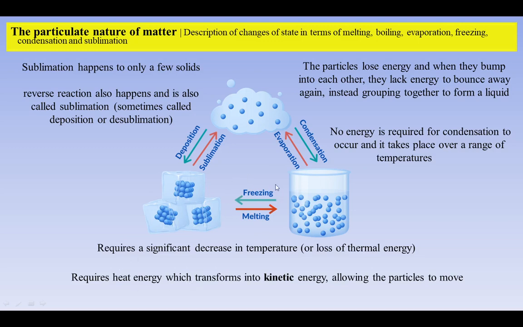And the reverse transformation is called freezing, which means passing from the liquid into the solid. This requires a significant decrease in temperature. A decrease in temperature means removing energy from the particles in a way to allow them to be more stable, or have less energy. And this can happen, as we said here, by a significant decrease in temperature, or what we call a loss of thermal energy.